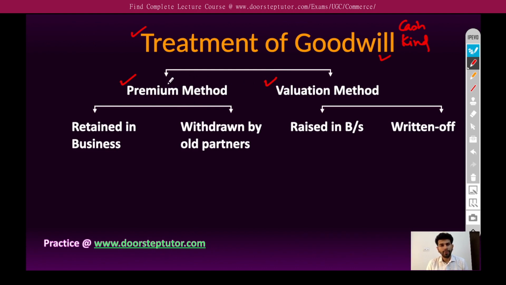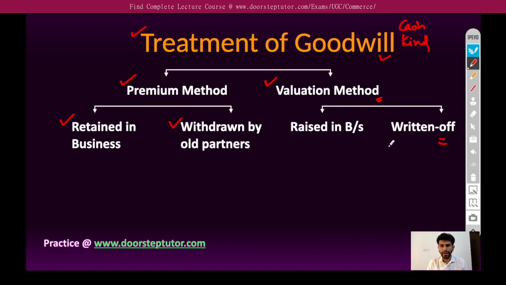Premium method is followed when the amount of goodwill which the incoming partner has brought into the business is retained in the business or it is withdrawn by old partners. And valuation method is followed when there is goodwill available in the balance sheet and it is raised in the balance sheet or it is written off among partners.